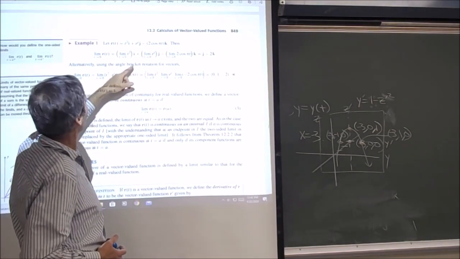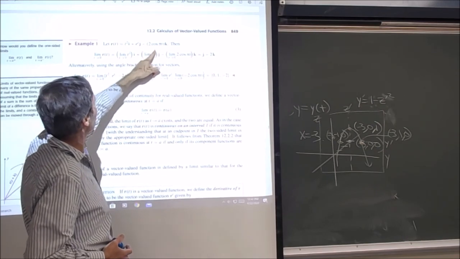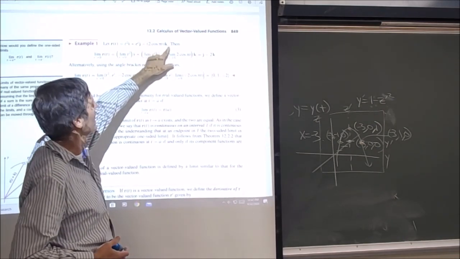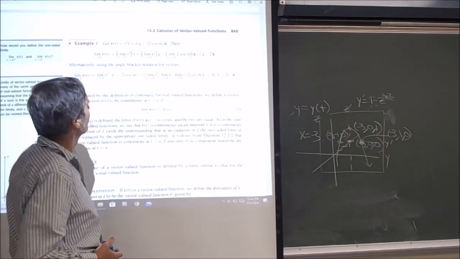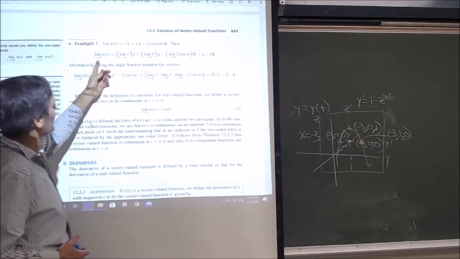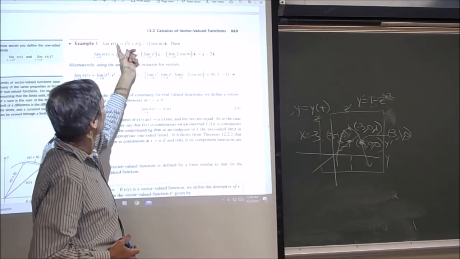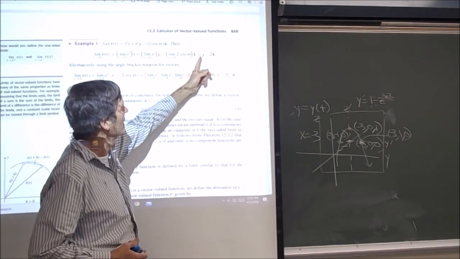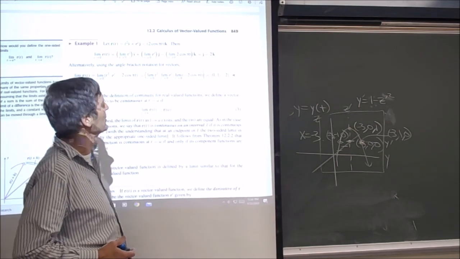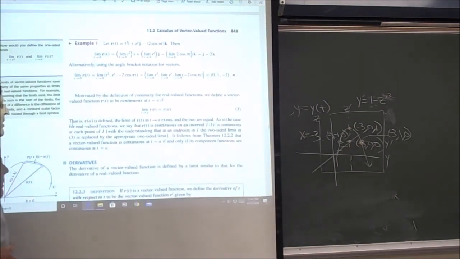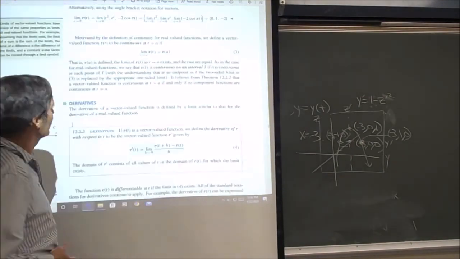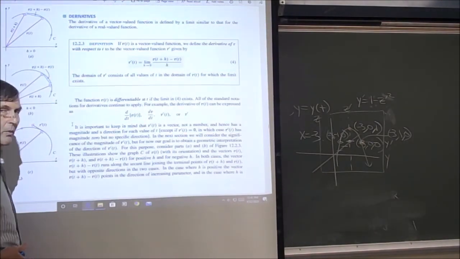You have examples like this. What's the limit of this thing? Well, you just take the limit of t squared times i minus the limit of this times j plus the limit of this times k. And if you want the limit as t goes to 0, then since these are all continuous functions, you can just plug in t equals 0 and get 0i, j minus 2k. And there's a simple limit. If it's limit of continuous components, then you plug in the numbers just like you did in Calculus 1.